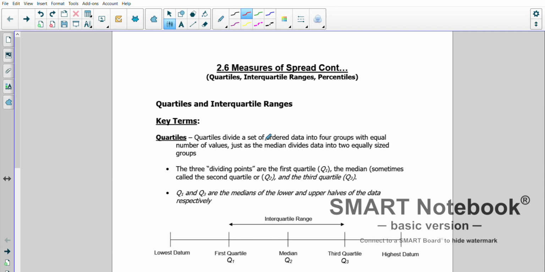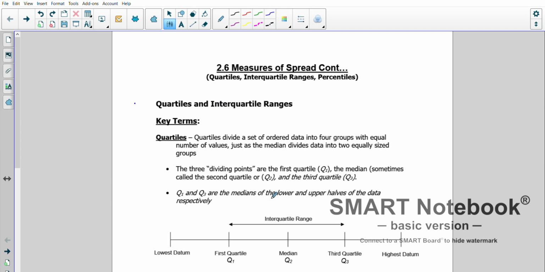I'm just going to do a video lesson here on part 2 of 2.6, the measures of spread continues. I did a video lesson for 2.6, part 1, measure of spread, which was standard deviation. So this is part 2, which is quartiles, interquartile range, and percentiles. This is going to be kind of like a hybrid. I have a little bit of the note filled out already, but I'll be filling it out along the way. So let's get to it.